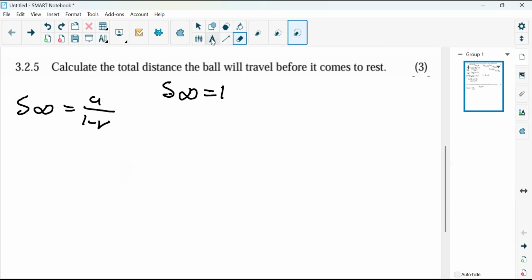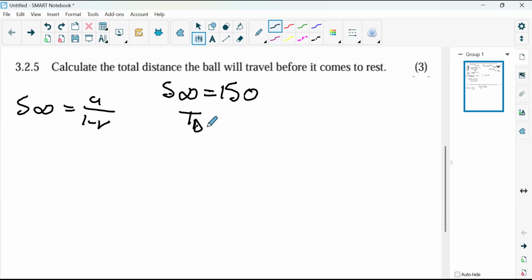Now, this question deals with something different, because the ball rises and then it falls and covers exactly the same distance. So the total distance the ball is going to travel is going to be equal to the 150 that we have, multiplied by 2. Why do we multiply by 2? We are counting the rise and the fall. Now, what do we get? We get 300.